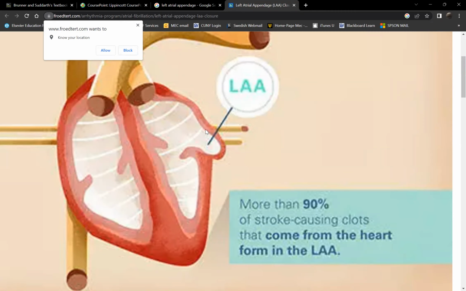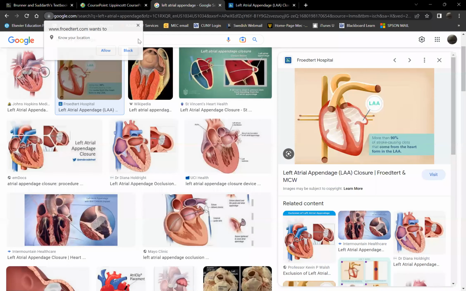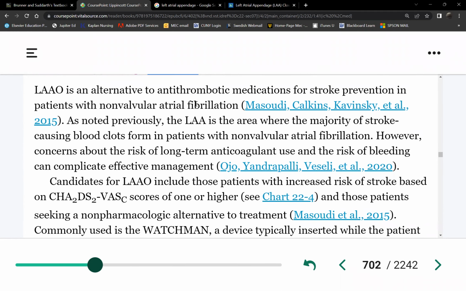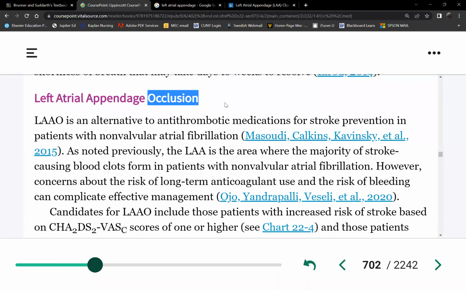So what they'll do is get rid of that appendage. They will put a device here. It's a mesh which they'll install in here. So therefore, will blood still pool in there? No, because you occluded it. So this is the point of this procedure. You'll put a mesh into that left atrial appendage, and therefore no more blood getting stuck. So therefore, no blood clots. Do they still need anticoagulation? Not likely. Again, who gets this? People who are bad candidates for anticoagulation.